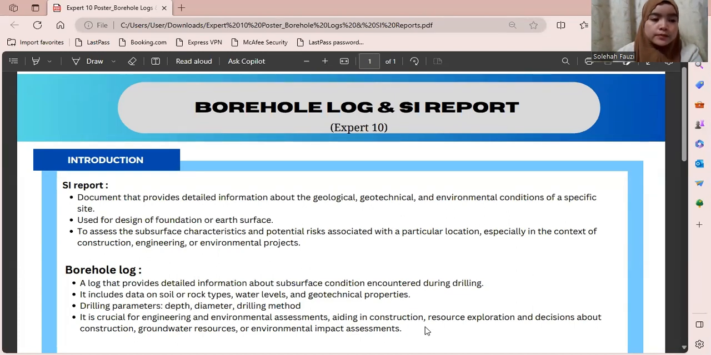Here are the drilling parameters required, which are depth, diameter, and drilling method. It is crucial for engineering and environmental impact assessments, aiding in constructions, resource explorations, and decisions about constructions, groundwater resources, or environmental impact assessments.